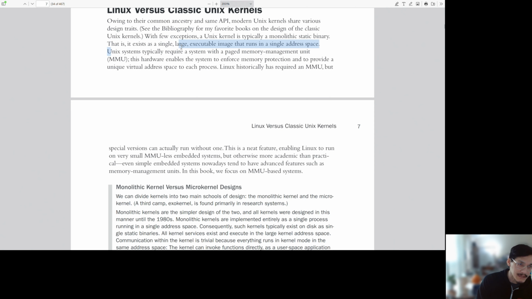Unix systems typically require a system with a page memory management unit, MMU. So virtual memory, which is all like modern systems at this point. This hardware enables the system to enforce memory protection and provide a unique virtual address space to each process. So the MMU is the mechanism that allows a program to think that it is the only program executing in the system, thinking that it has all the addresses in RAM available.